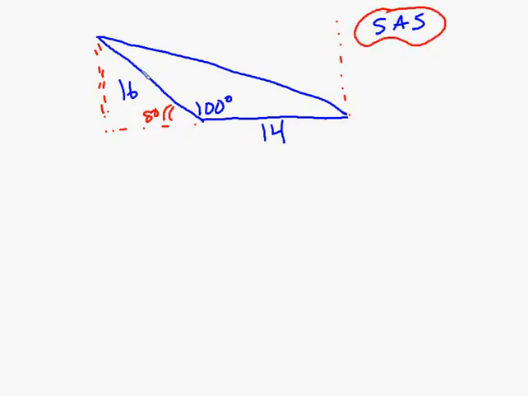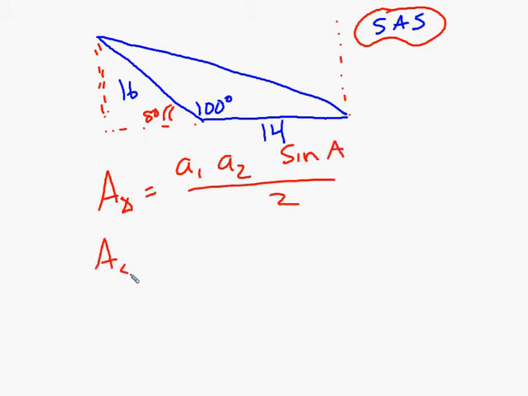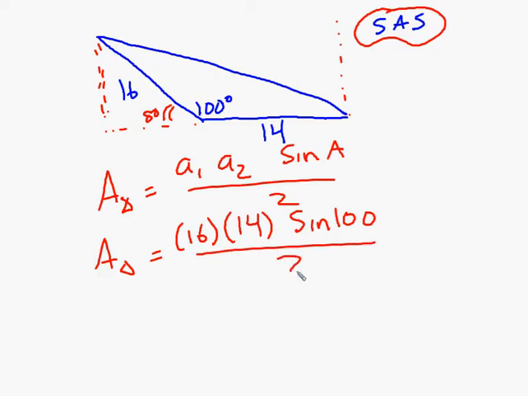Because if I recognize that this is a triangle with a side angle side setup, to get my area I can just use side 1, side 2, times the sine of the angle between them. Then all I have to do is pop in all these numbers. 16 is side 1, 14 is side 2, and the angle between them is 100 degrees. Pop that into my calculator, do all of the top, then divide by 2, and what's my answer? 110.298. 110.298 units squared. Okay.